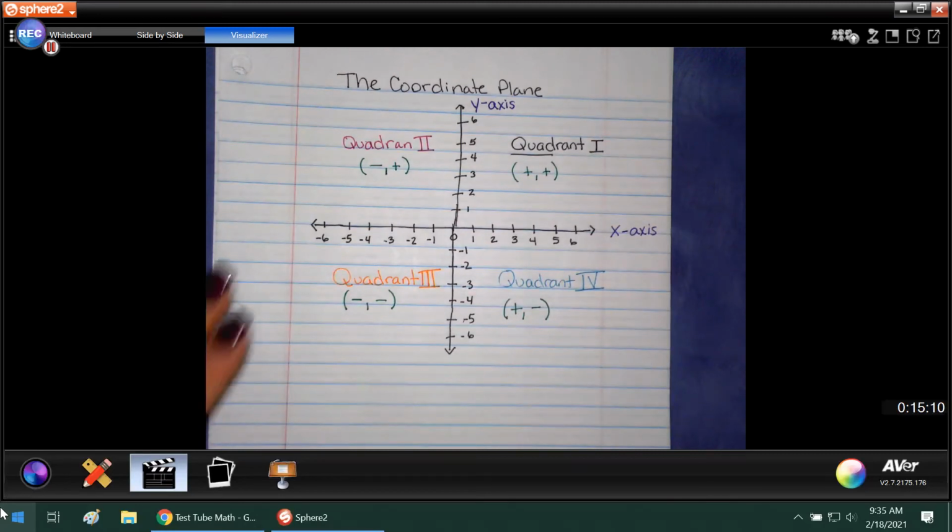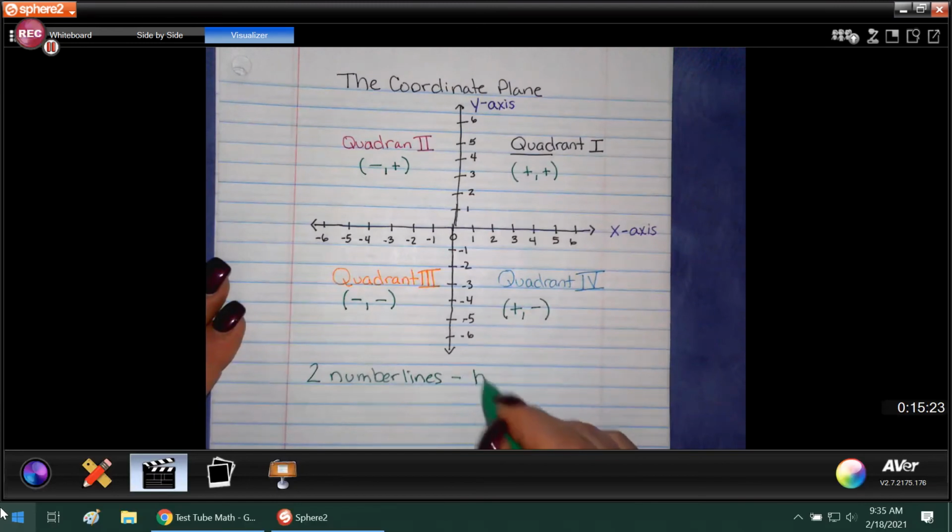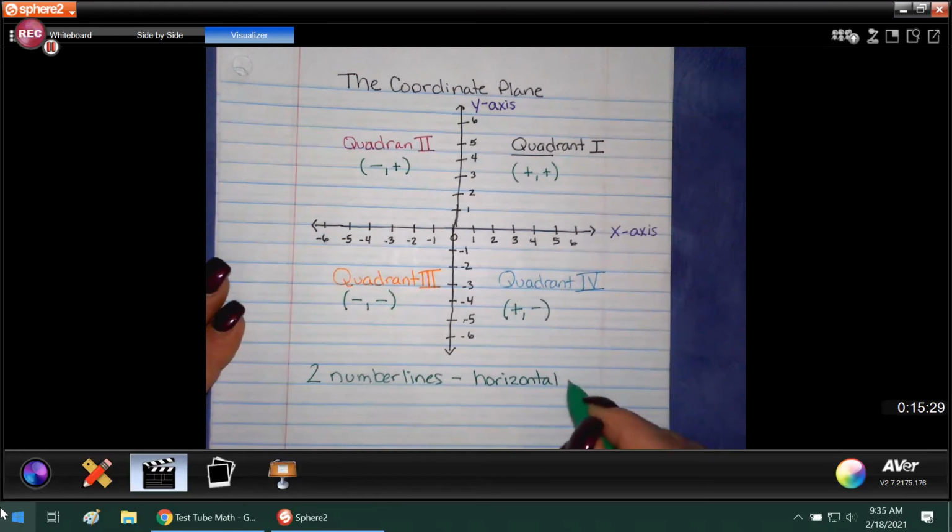Okay, so remember, a coordinate plane is made up of 2 number lines. The horizontal is the x-axis. And then the vertical is the y-axis.